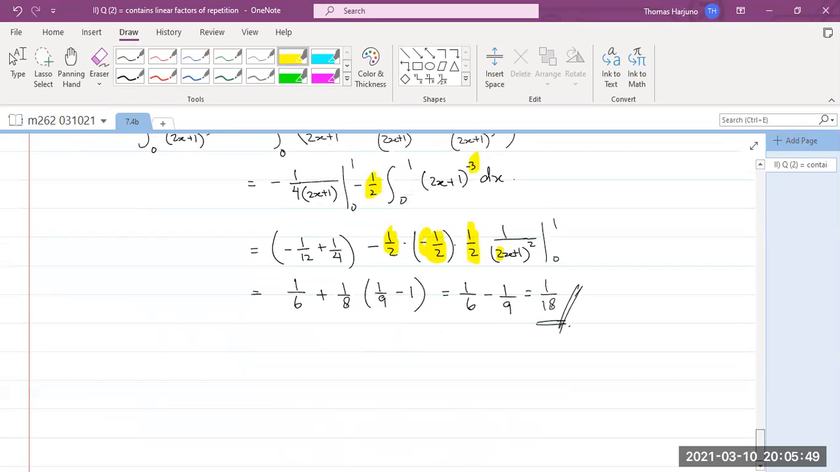Okay, now next, type 3. The Q(x), the denominator of that radicand, contains an irreducible quadratic, and it is without repetition.